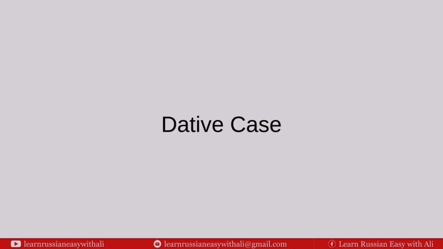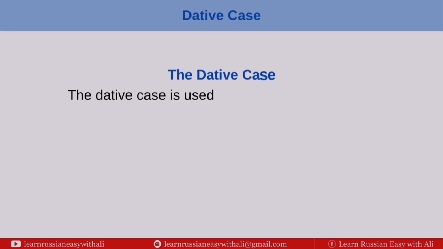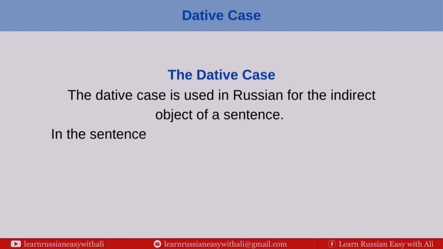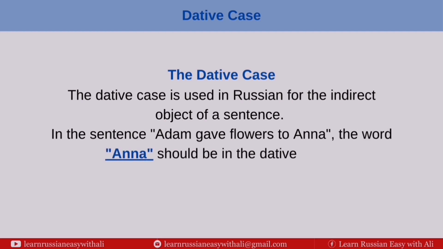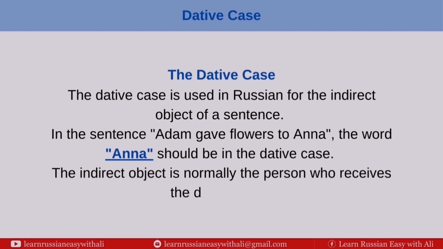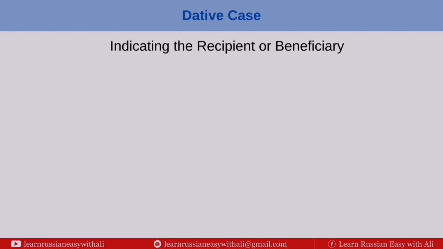Dative case. The dative case is used in Russian for the indirect object of a sentence. In the sentence Adam gave flowers to Anna, the word Anna should be in the dative case. The indirect object is normally the person who receives the direct object, indicating the recipient or beneficiary.